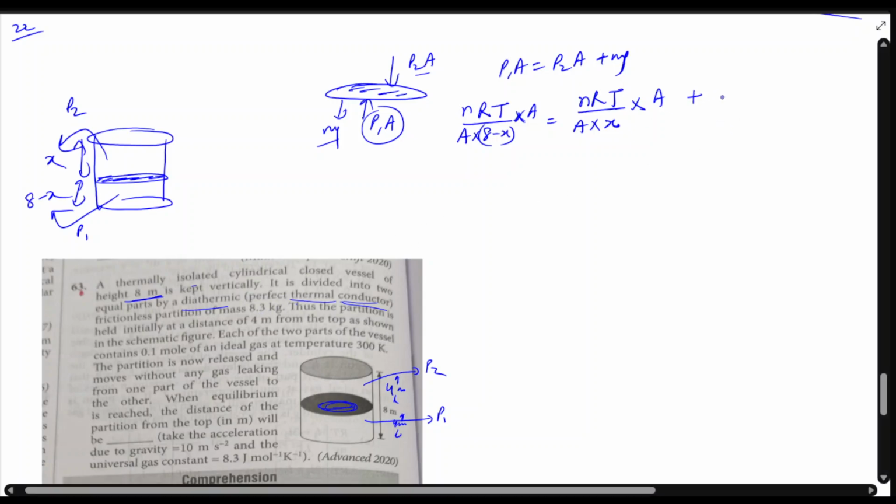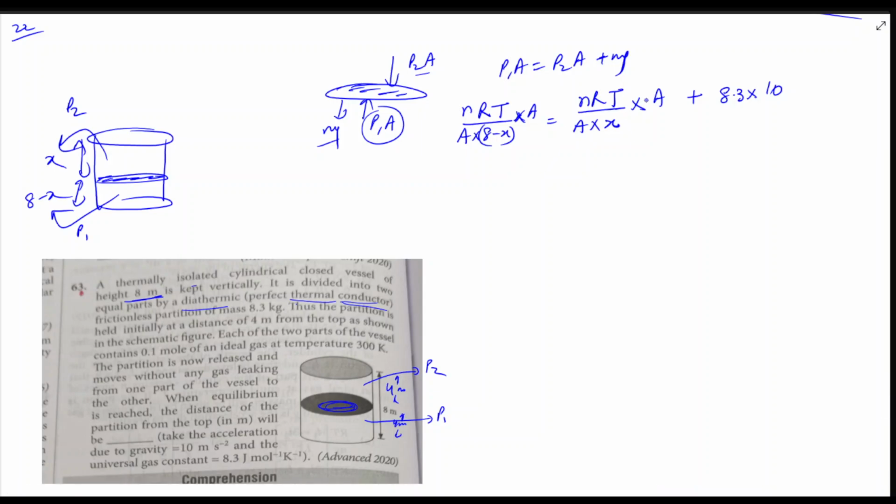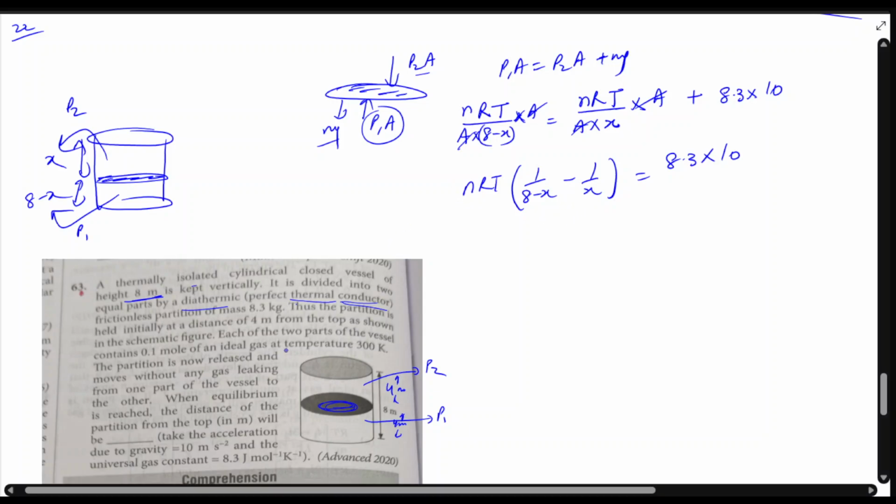M is the mass of the partition, it will be 8.3, and g is 10. So A will get cancelled and we have nRT times 1 upon 8 minus x minus 1 upon x equal to 8.3 into 10. Now each of the two parts of the vessel contains gas at a temperature of 300 Kelvin.